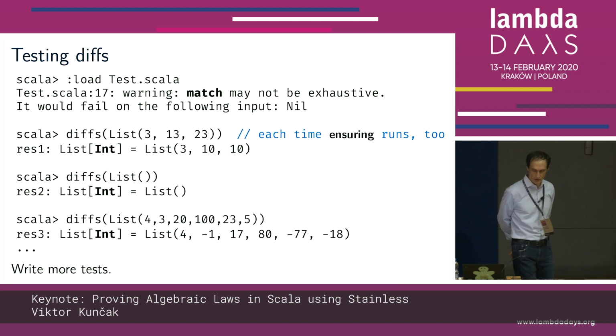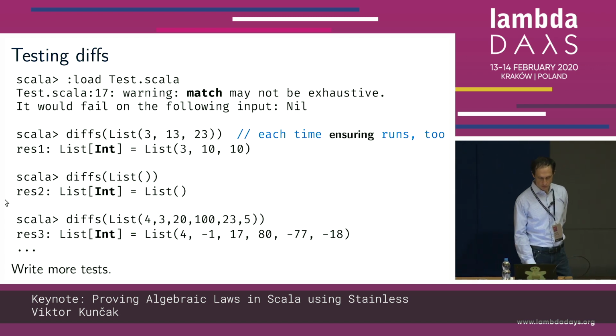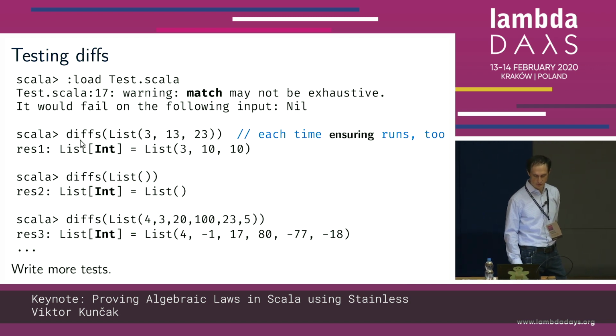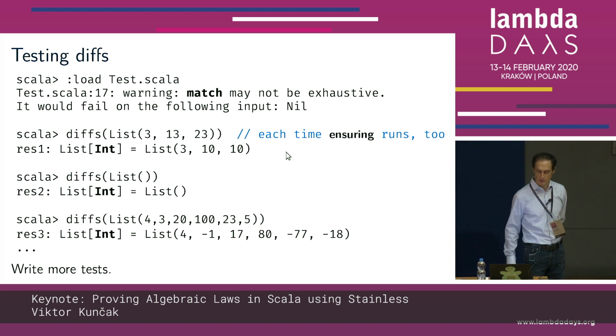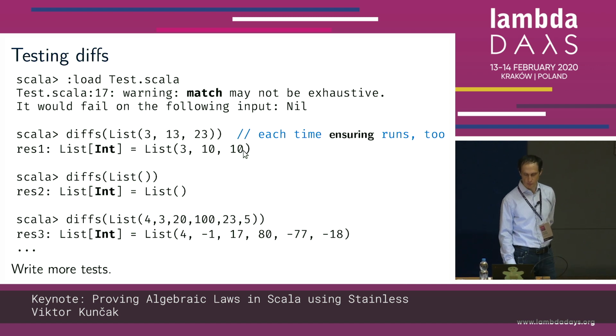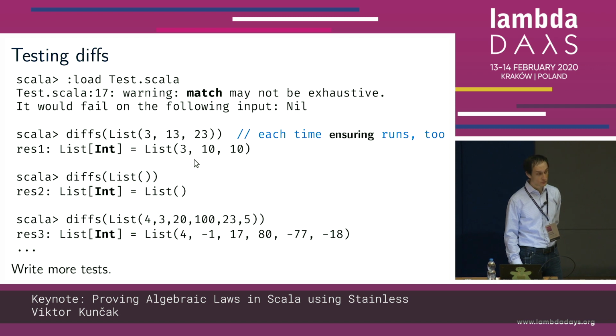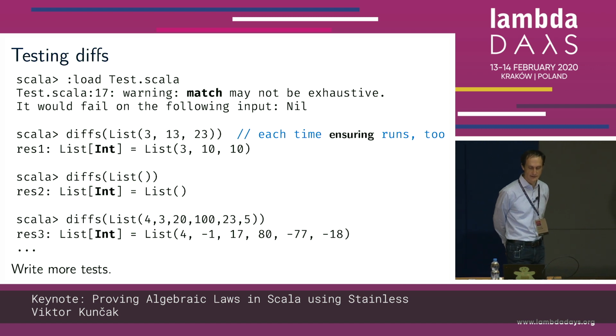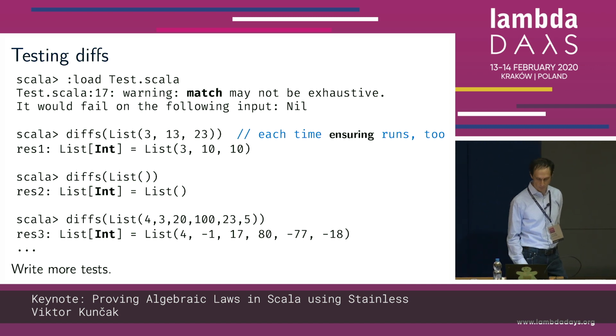And we can then write some manual tests. So we can call this function with, for example, 3, 13, 23. It's going to give back 3, 10, and 10. And in fact, every time I run such a diffs, because of the ensuring, the Scala execution is going to also verify that, if I apply undiffs, I get back the original list. And if everything was fine, it's just going to keep quiet. And in the case when something would have gone wrong, it would complain and crash with a runtime exception.